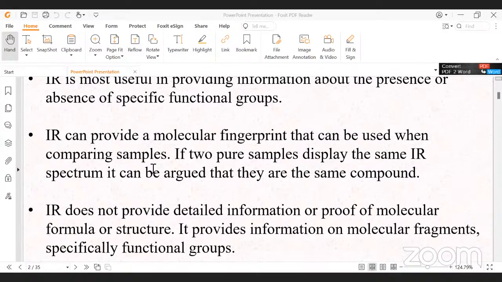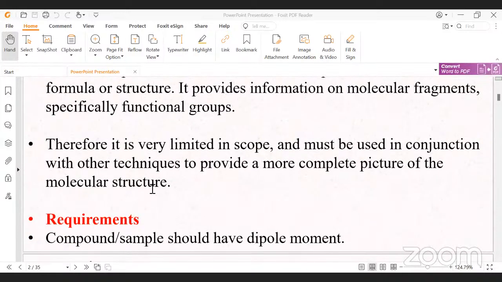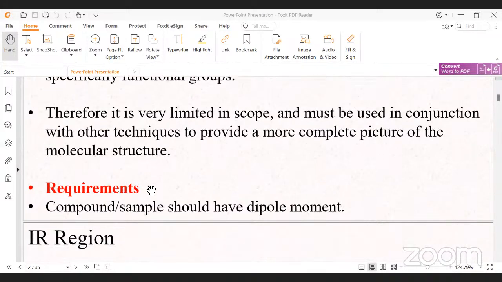If two pure samples display the same IR spectrum, it can be argued that they are the same compound. IR or FTIR does not provide detailed information or proof of molecular formula or structure. It can provide information on molecular fragments, especially functional groups. Therefore, it is very limited in scope and must be used in conjunction with other techniques to provide a more complete picture of the molecular structure.